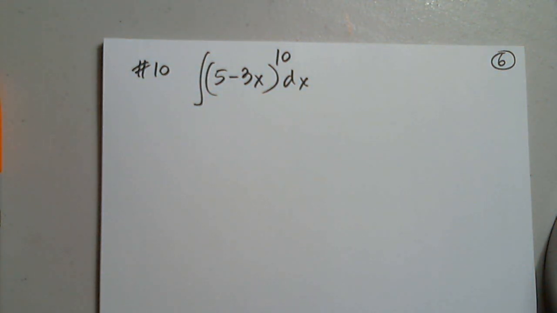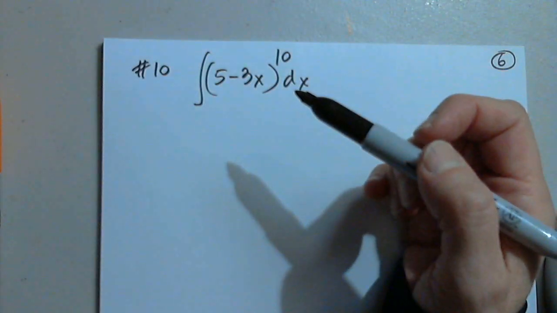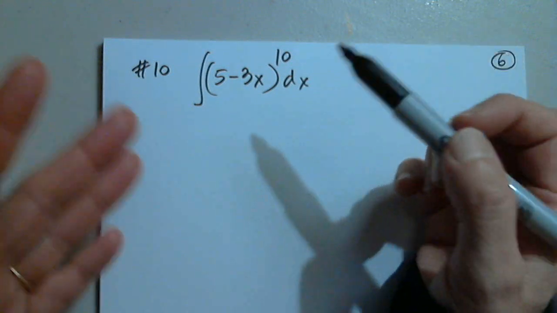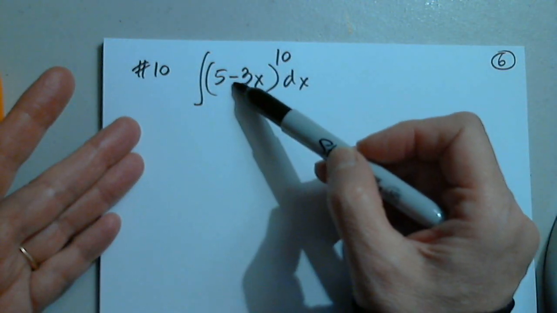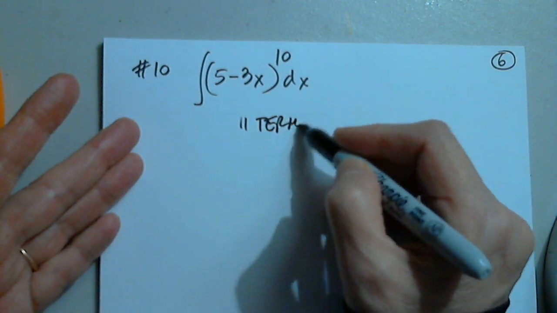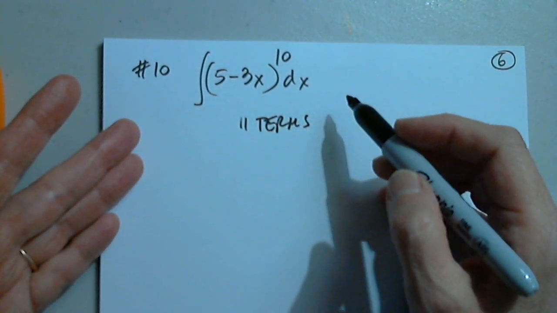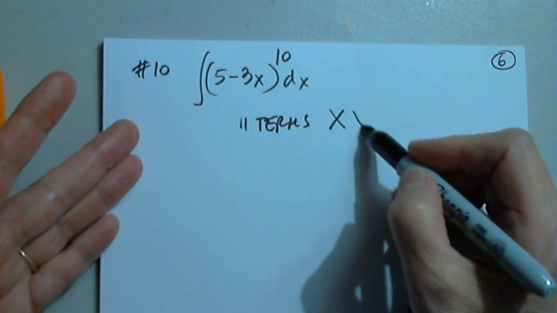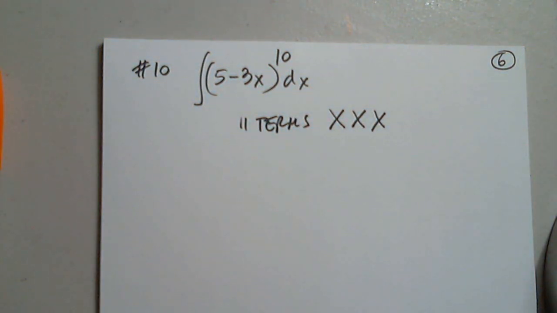Perfect pick. So the thing is here, can I determine this integral without substitution? Yes, of course. But it will take me a while to raise 5 minus 3x to the 10th power. I will get 11 terms. And by the time I finish, I will be exhausted. So there must be another way.